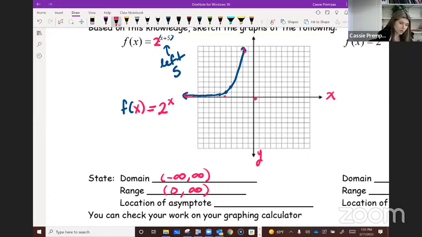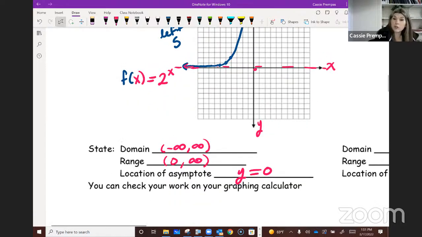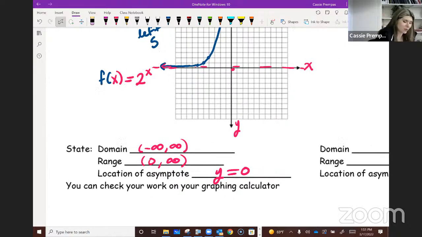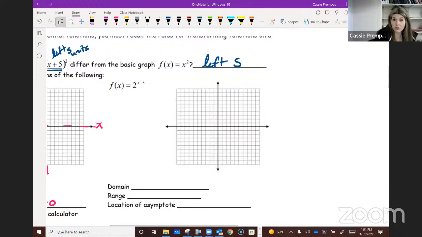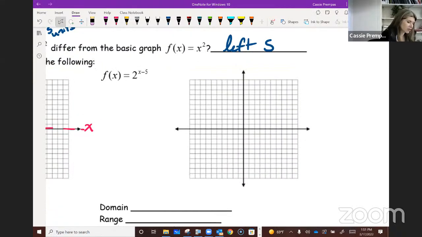What's the asymptote? It's still at y equals 0 because the graph just shifted left or right. It doesn't go up or down. So we would have y equals 0. You could check your work using the graphing calculator, but you've got homework. We'll maybe check a few of those later if you want to. It's always good to do. Moving on to the next function.